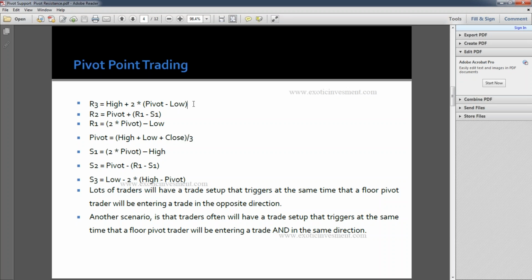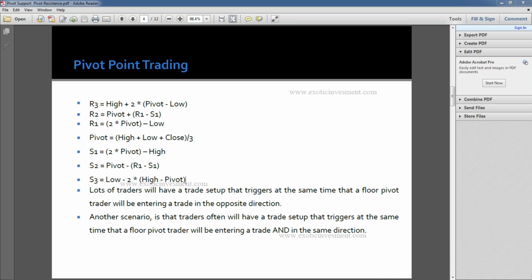So this is pivot point trading. The resistance is considered as high plus 2 into the pivot low, and there are resistance 2, resistance 1, pivot, and support 1, support 2, support 3. All these will be done by charts. Online charts are available; if you want a pivot, support, resistance calculator, everything is available online. You don't have to do anything.